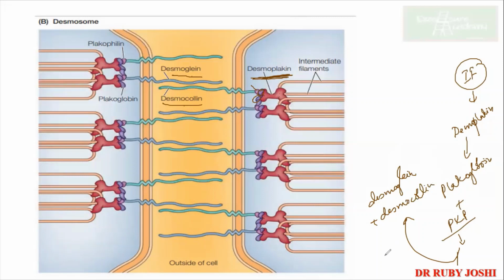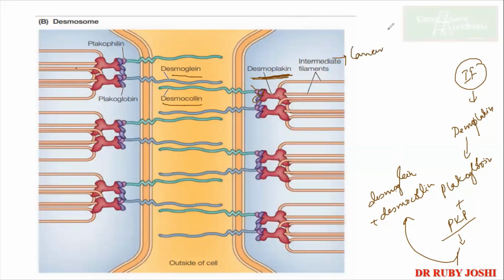Okay, ये एक side का हुआ है. Now desmoglein and desmocollin of another cell, again plakoglobin, plakophilin, then again you have got the desmoplakin and the intermediate filaments. Okay, so this is desmosomes. Now what is the function of desmosomes, why it is important, everything we'll cover in the upcoming lectures. In short, any mutation to this will result in cancer.